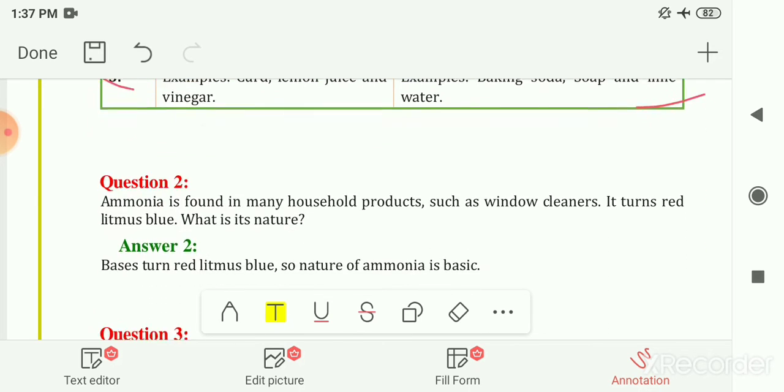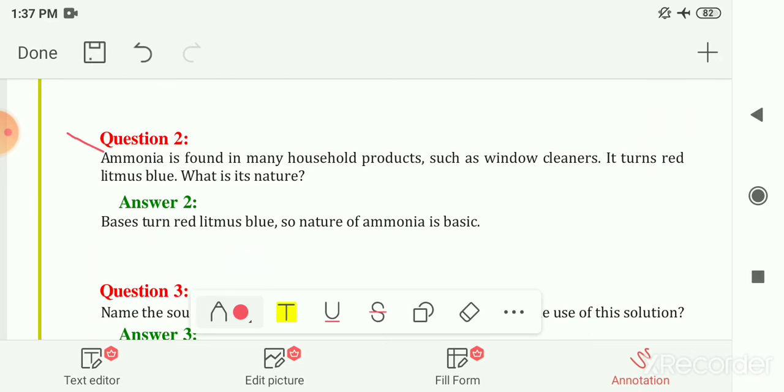Now next, question number 2. Ammonia is found in many household products such as window cleaners. It turns red litmus into blue. So what is its nature? What is the nature of ammonia? And the result for the litmus test is also given to you, that it turns red litmus paper into blue.